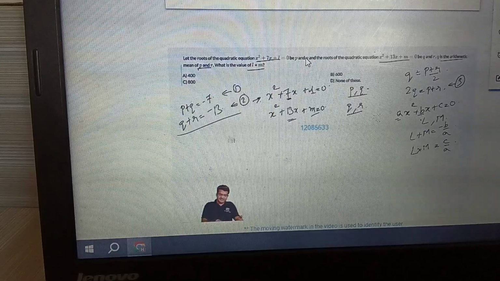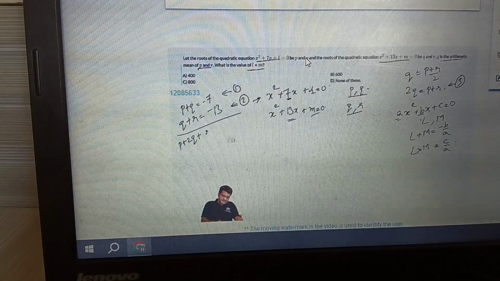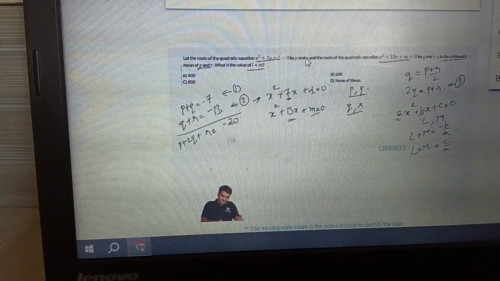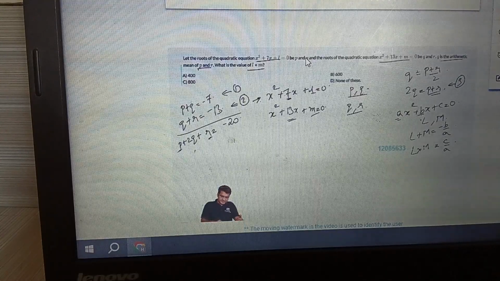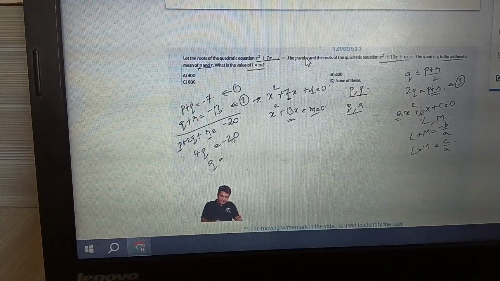If you add the first and the second equation, you'll get P plus 2Q plus R is equal to minus 7 minus 13, which is minus 20. But what is the value of P plus R? The value of P plus R is 2Q. So this becomes 4Q is equal to minus 20, or the value of Q is equal to minus 5.